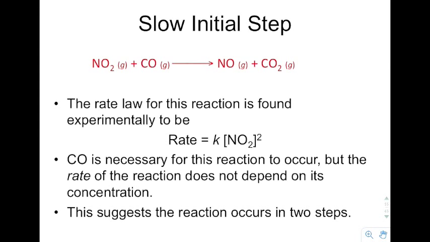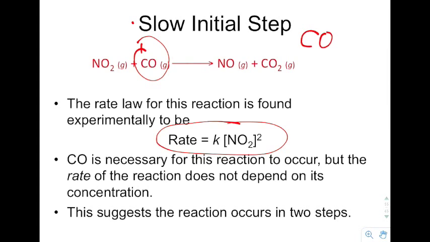So whenever you have a slow initial step, this is an example of it. The rate law is found experimentally to be this. With this particular rate law, the CO is necessary for this reaction to occur, but the rate of reaction does not depend on it. The reason why is that the formation of CO occurs very, very quickly compared to this particular step. And so this indicates that it's going to be a two-step reaction.